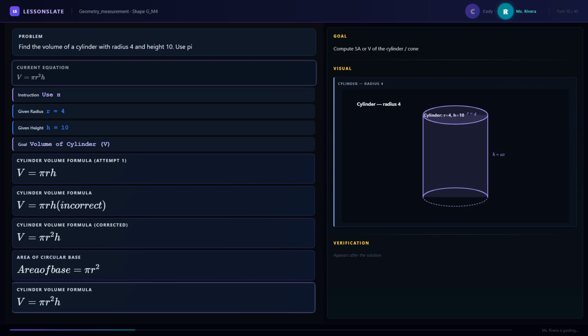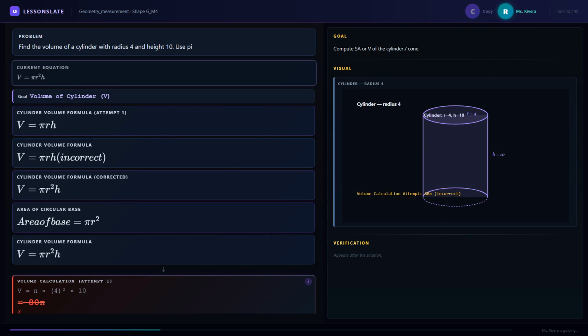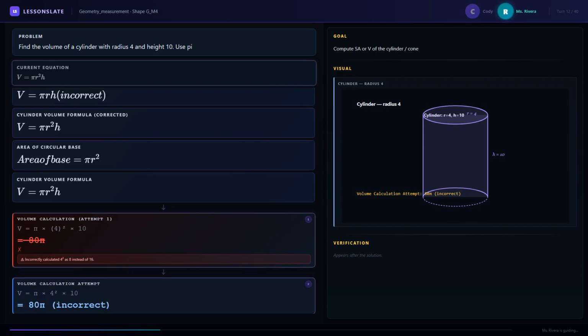cylinder. Now that we have the correct formula, what's our next step using the radius of 4 and height of 10? Okay, so I need to plug in the numbers. Let me try this. So it would be V equals pi times 4 squared times 10. That's pi times 8 times 10, which gives me 80 pi. Is that right? You're on the right track with plugging in the numbers, Cody, and I see you've correctly placed the radius and height into the formula. Just double-check that first calculation.